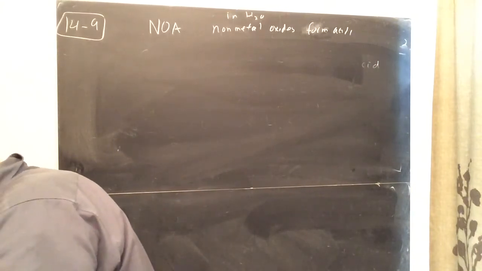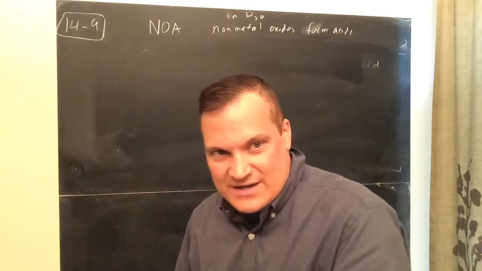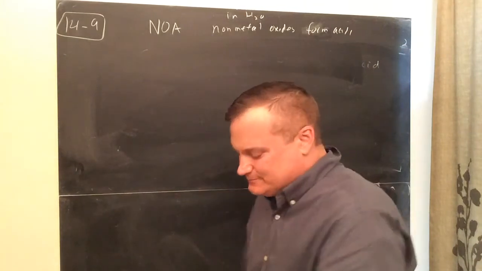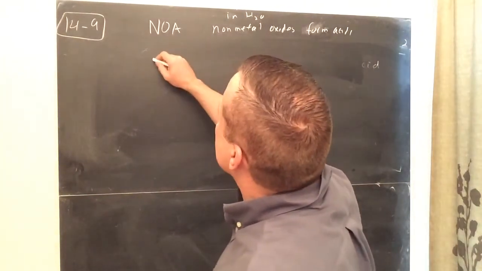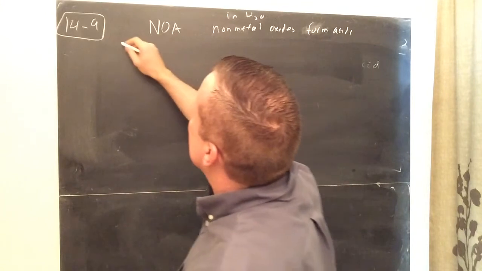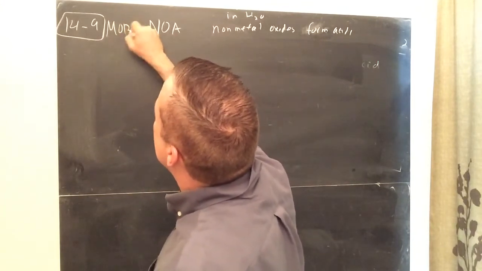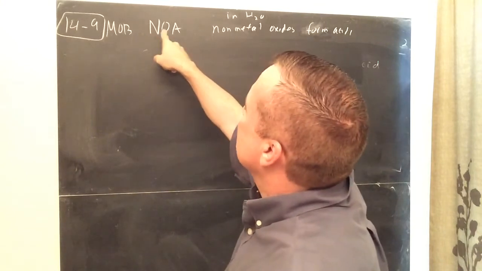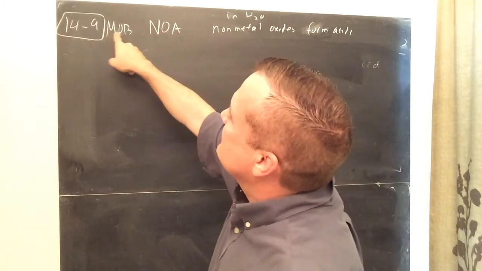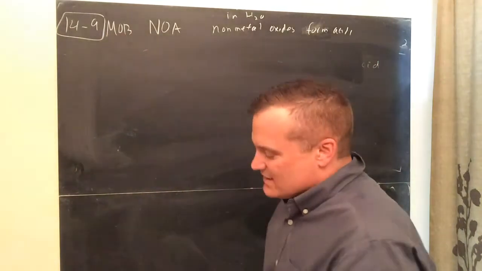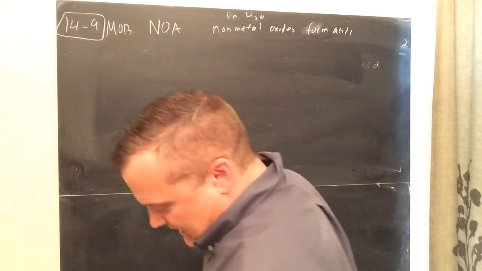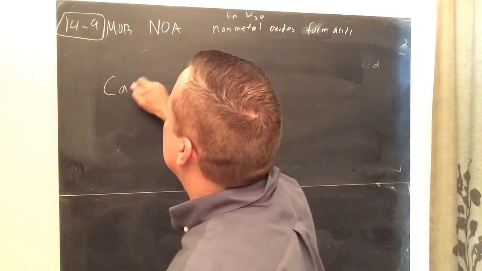All right. Now, what about metal oxides in water? Can you remember what they do? The mnemonic device was MOB-NOAA. Non-metal oxide acid, metal oxide base. So let's just pick the ones on the paper: calcium oxide and potassium oxide.